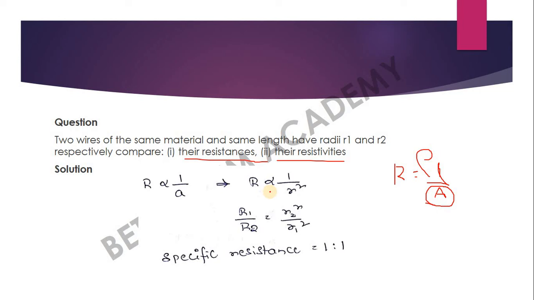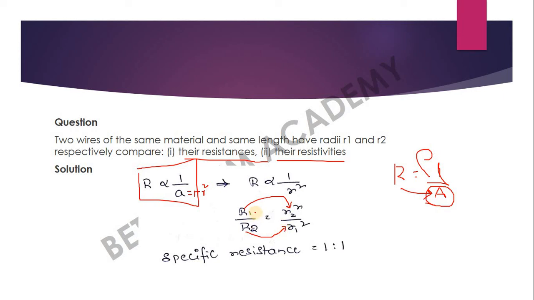How will the comparison of the resistance be? We know that resistance is inversely proportional to the area, that is 1 by A. Since the length is the same, and this is a cylindrical wire, the area of a cylinder is pi r square, so we know that resistance is inversely proportional to 1 by r square.